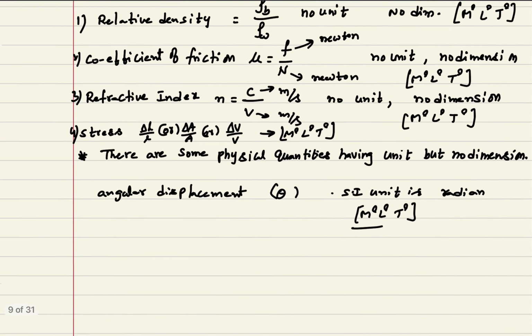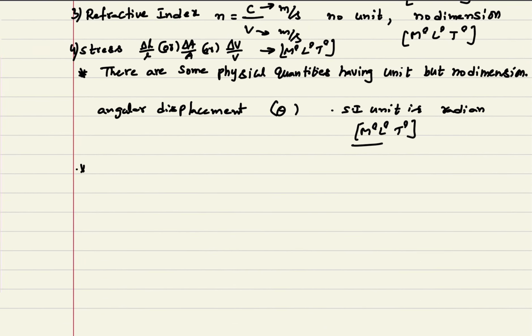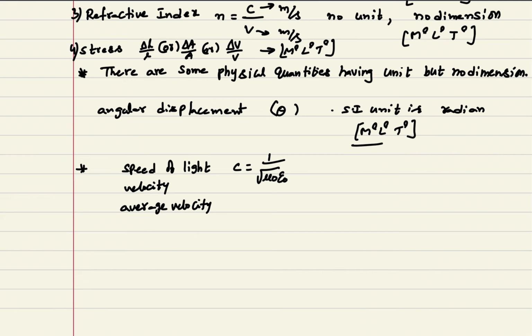Okay. Similarly, we can see some relations in physics, like the speed of light. Next, velocity, average velocity, all velocities. Speed of light c is equal to 1 by under root of mu naught into epsilon naught. You can also use this.